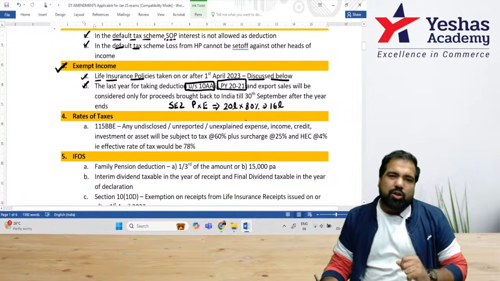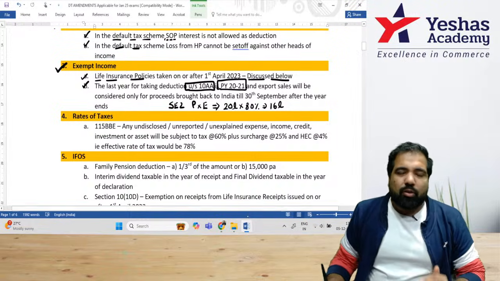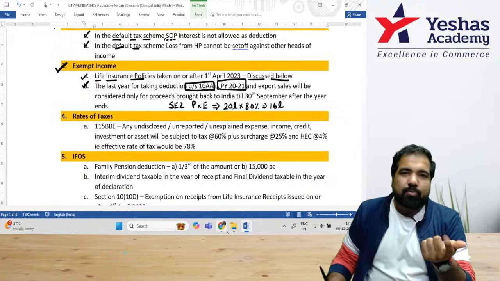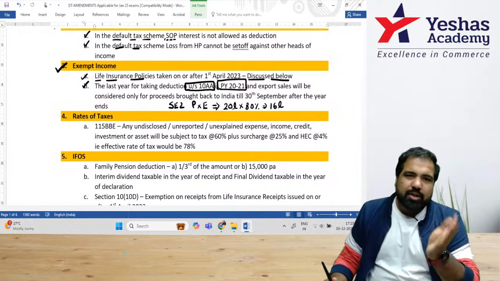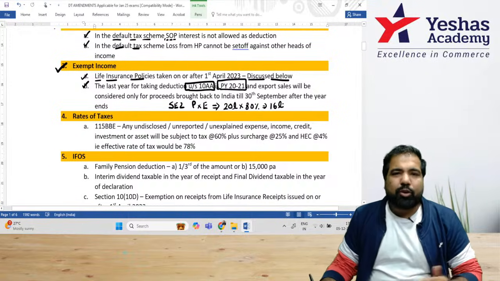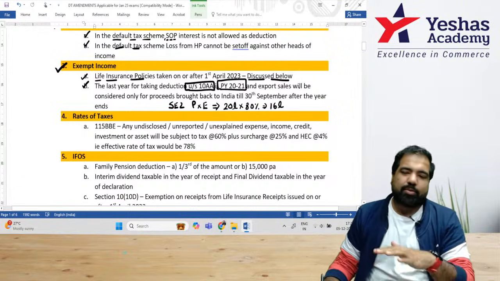Now here there's a small change. They say, what are exports? Exports are only those where you get the money back, the forex, the very valuable forex. You have to get it back into India by 30th September. So your year starts on 1st April and ends on 31st March. After that, whatever you brought into India by 30th September, only that will be considered for exports.